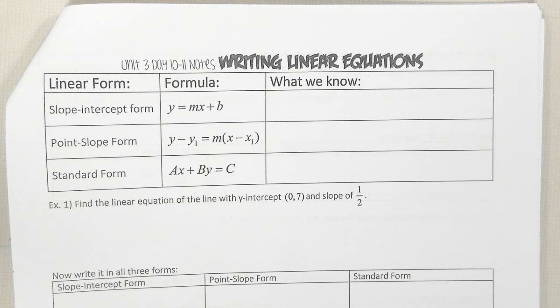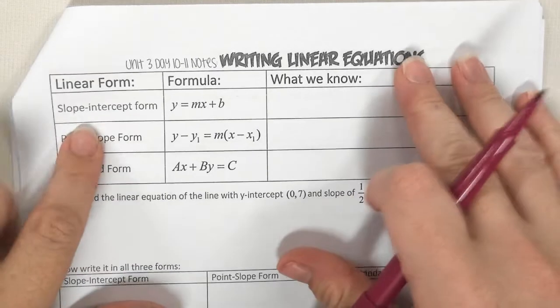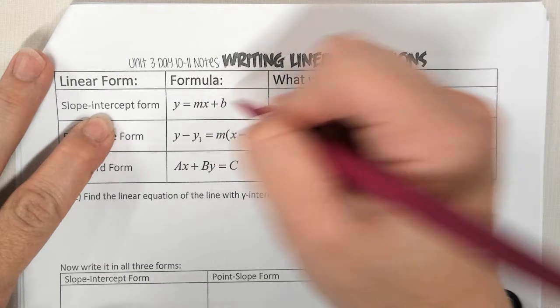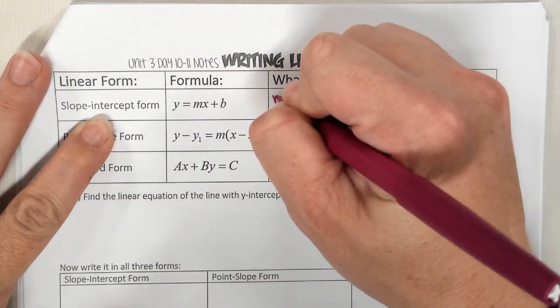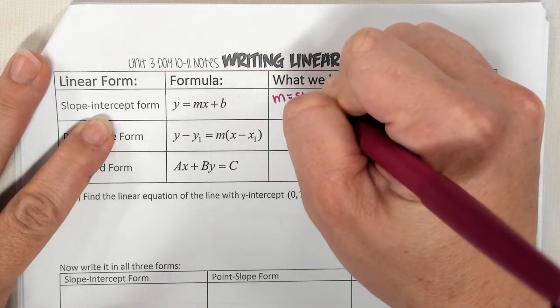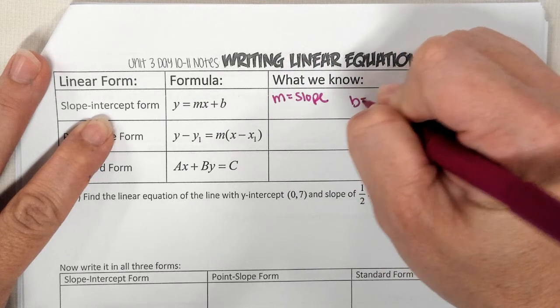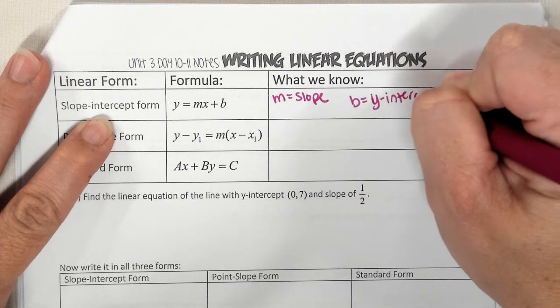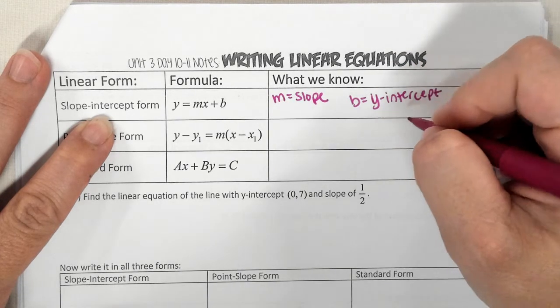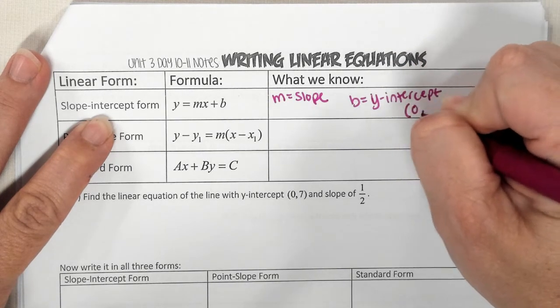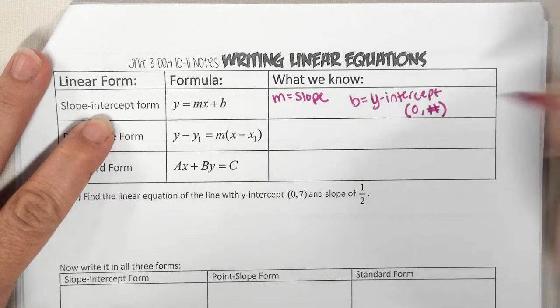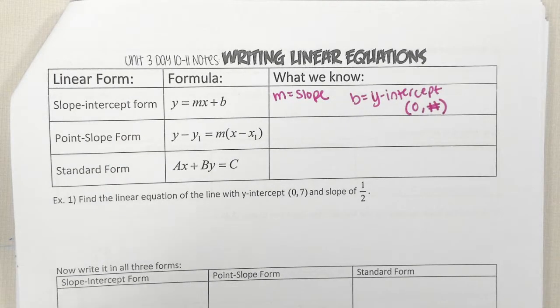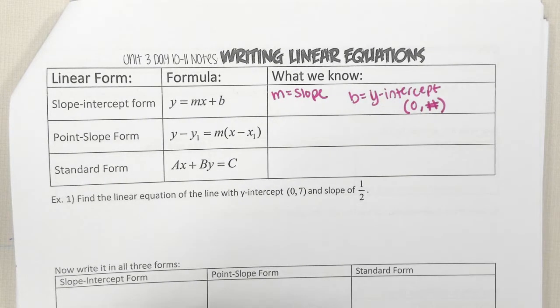Okay, so we're going to work on using information to plug it into the 3 different forms. So your first form is slope-intercept, which gives you m and b, which is your slope and your intercept. So m is your slope, b is your y-intercept, which is where x is 0. Okay, so if you're given your b, you're also given a point.